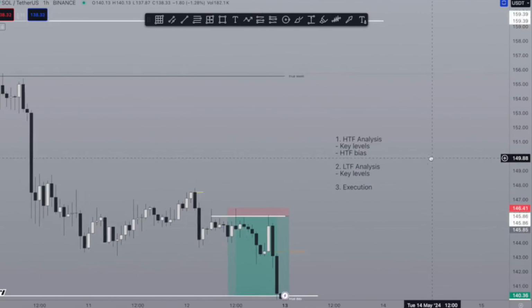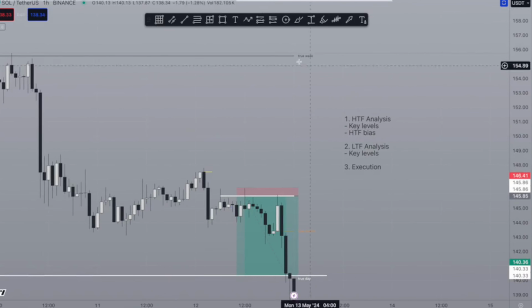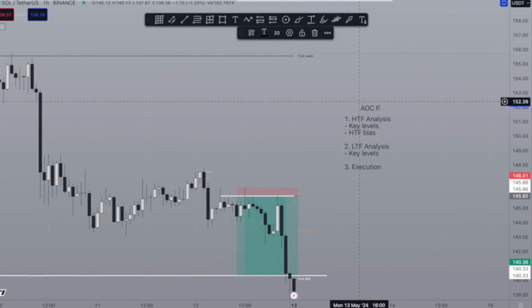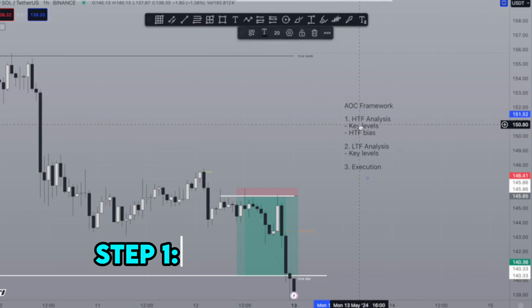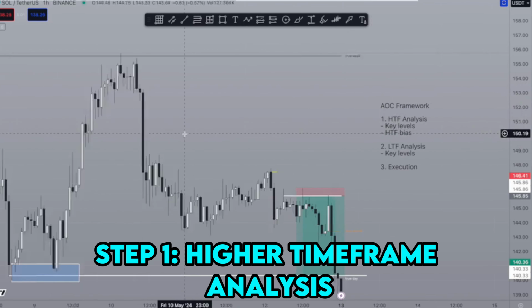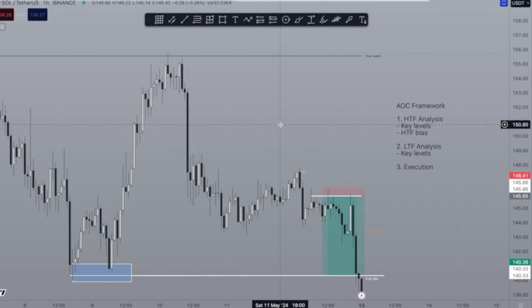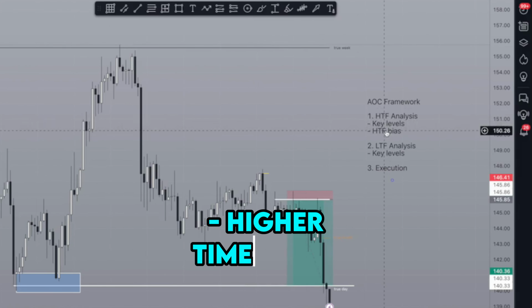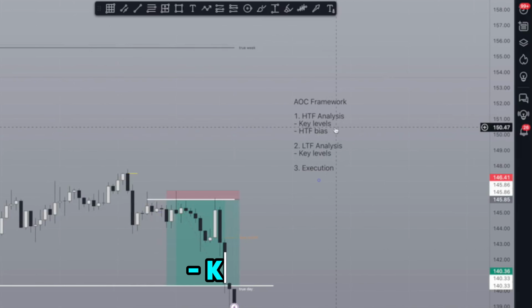So this 3-step framework can be broken down very easily, and for all intents and purposes, let's call this the AOC framework. Step 1 is your higher time frame analysis. Before you start diving into the details, you want to get a big picture understanding of what the markets are doing. There are 2 things specifically that we want to identify on our higher time frame. First is your higher time frame bias, and second is your key levels.